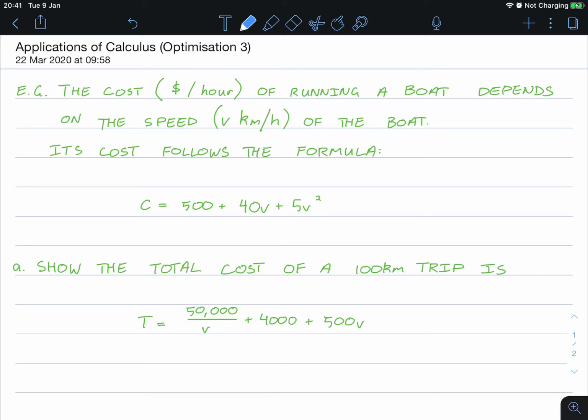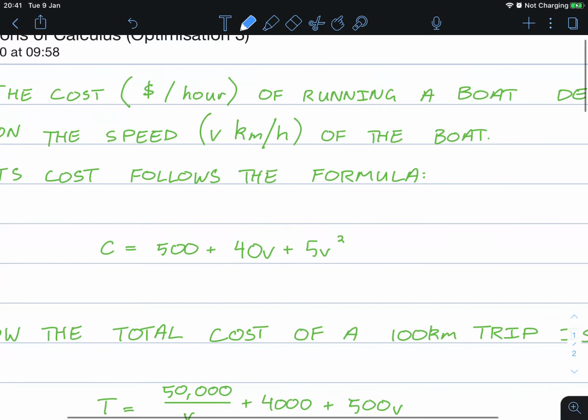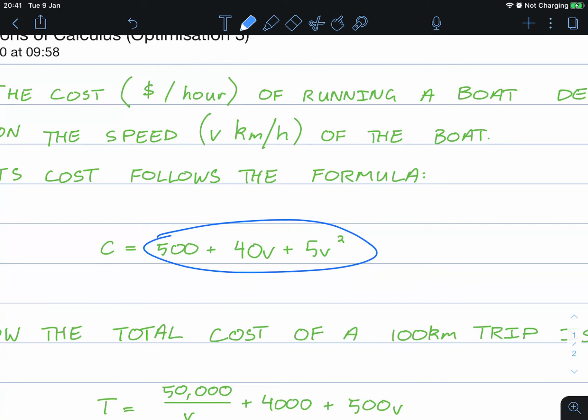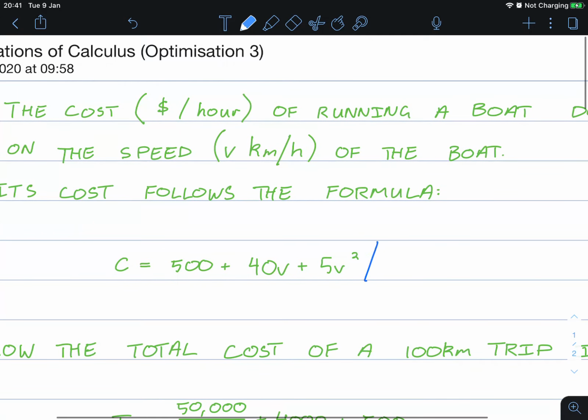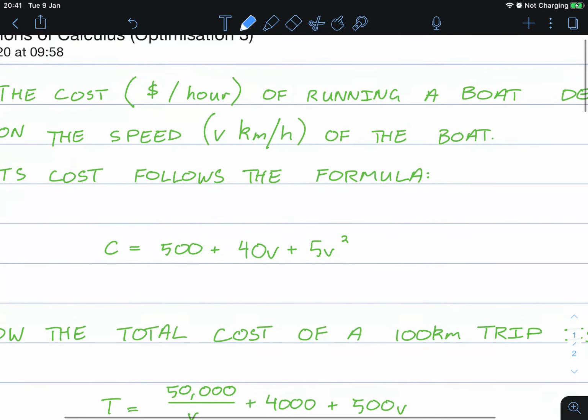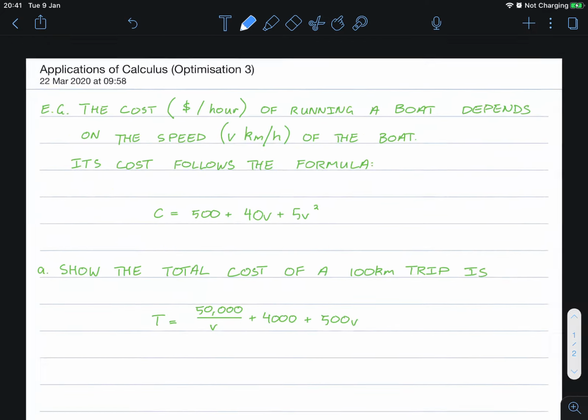The cost in dollars per hour of running a boat depends on the speed of the boat, V kilometers per hour. Its cost follows the formula here. Now it's very important that we understand that this is going to be some cost per hour. It's not implied in this formula, but this is going to be per hour. Don't forget that piece of information as we move along.